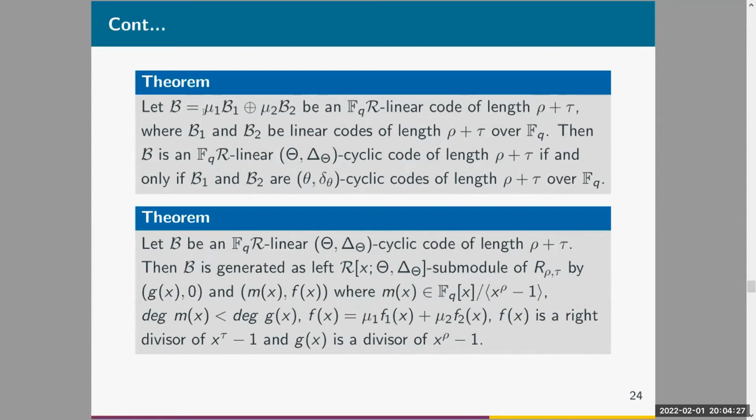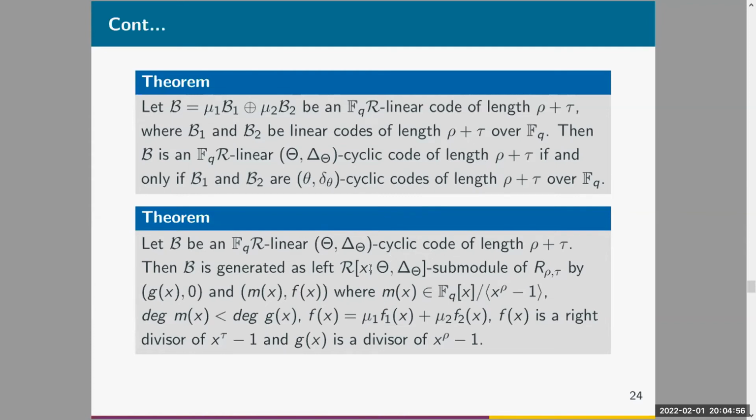Okay. Let B be an FqR linear code of length rho plus tau, where B1 and B2 are linear codes of length rho plus tau over F2. Then this code B is an FqR linear theta delta theta cyclic code of length rho plus tau if and only if B1 and B2 are the corresponding theta delta theta cyclic codes of length rho plus tau over the finite field F2. Let B be an FqR linear theta delta theta cyclic code of length rho plus tau.